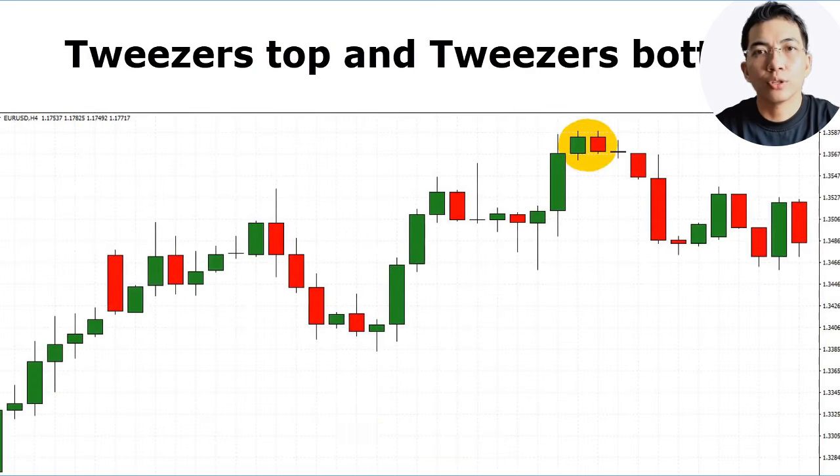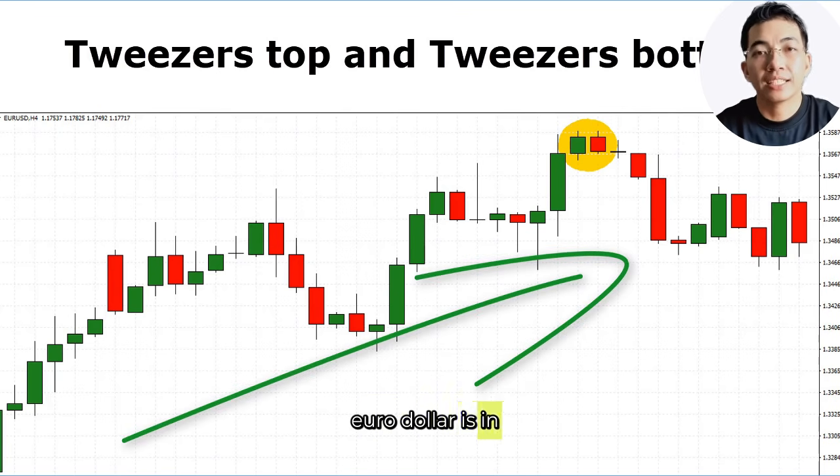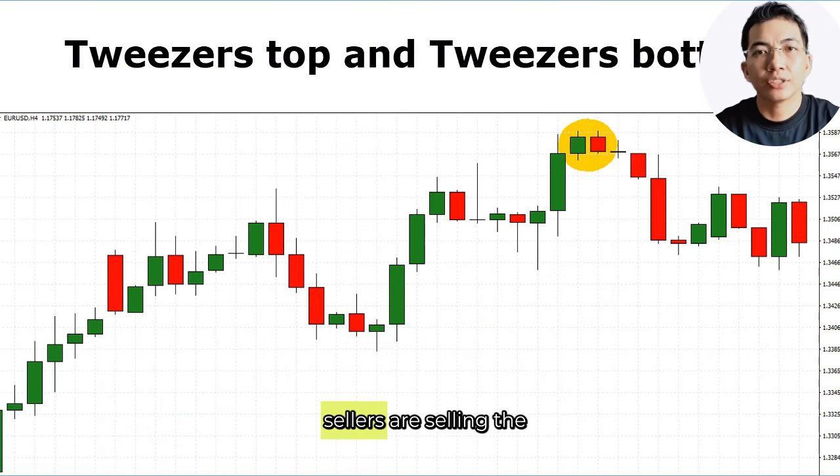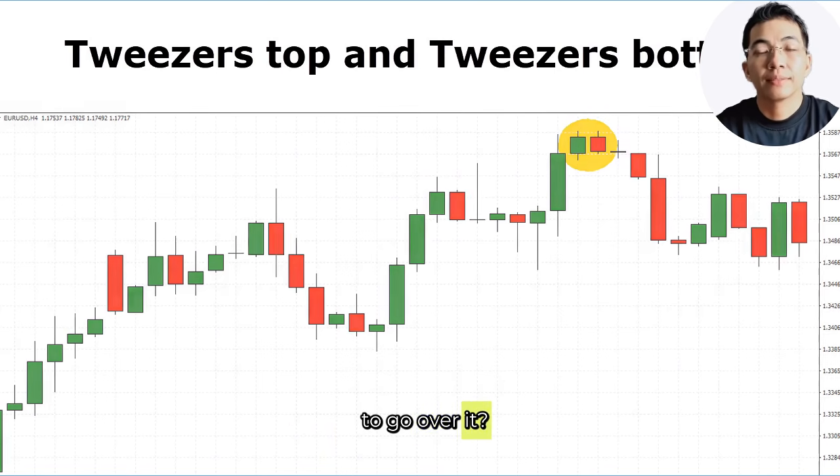Here we have euro-dollar on a 4-hour chart, and I have zoomed in to have a better view of the pattern. As you can see, euro-dollar is in an uptrend. Then there are two candles that reach the same high. Could it be that sellers are selling the currency pair at that price and buyers struggle to go over it?